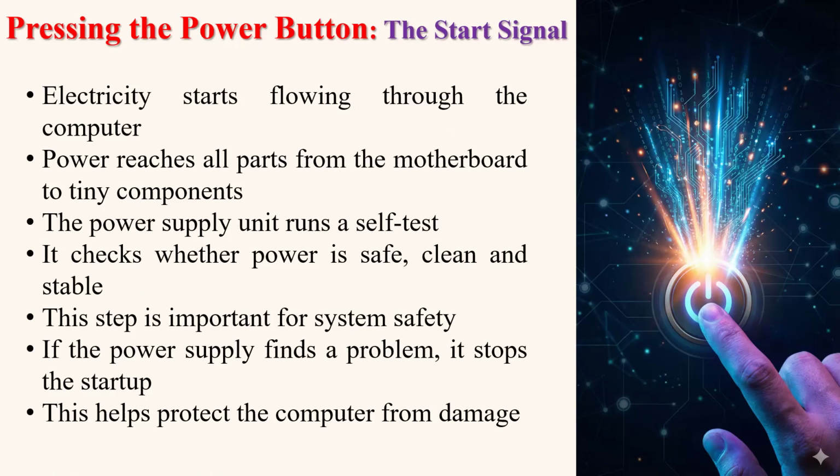We can relate this to programming for a while. Before using any data in a program, we first validate it. And if the data is wrong, we do not continue the execution. In the same way, if power conditions are wrong, the computer does not move to the next step. And this step teaches us an important principle. Checking always comes before execution.